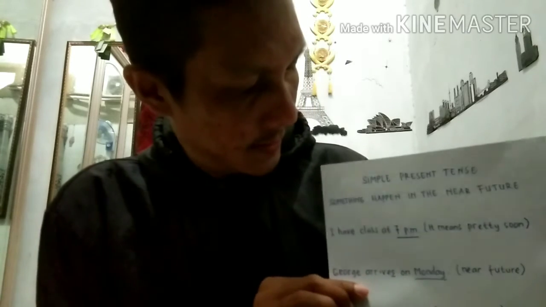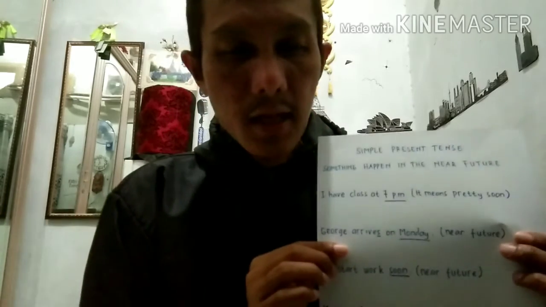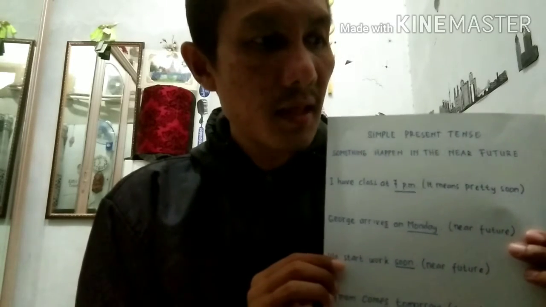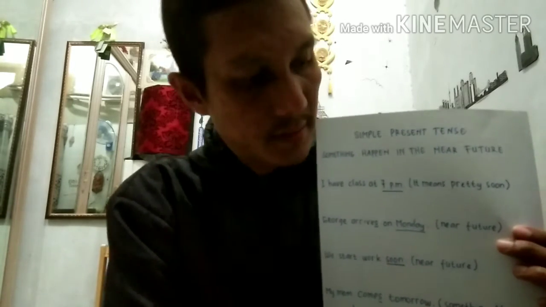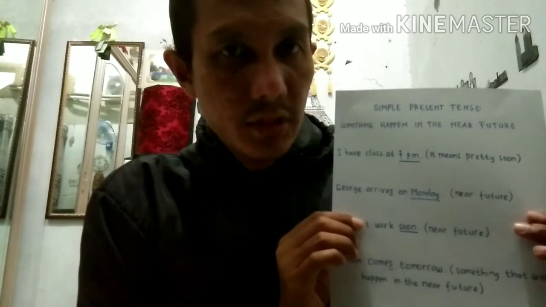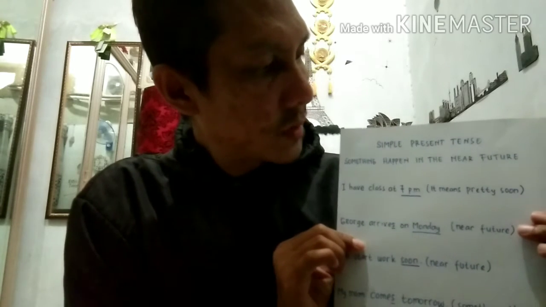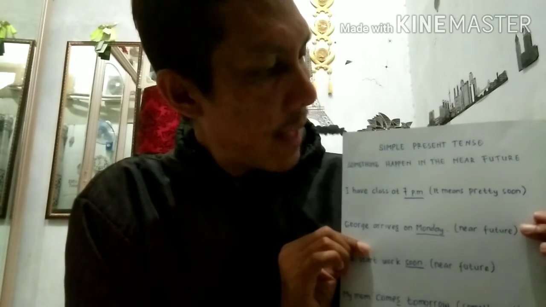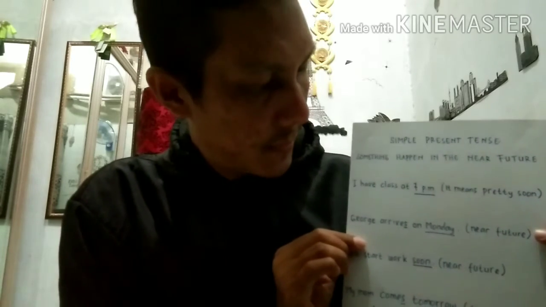Simple present tense can talk about something that happens in the near future. It means we don't use simple future or future continuous. Don't use those tenses. It talks about something that happens in the near future.